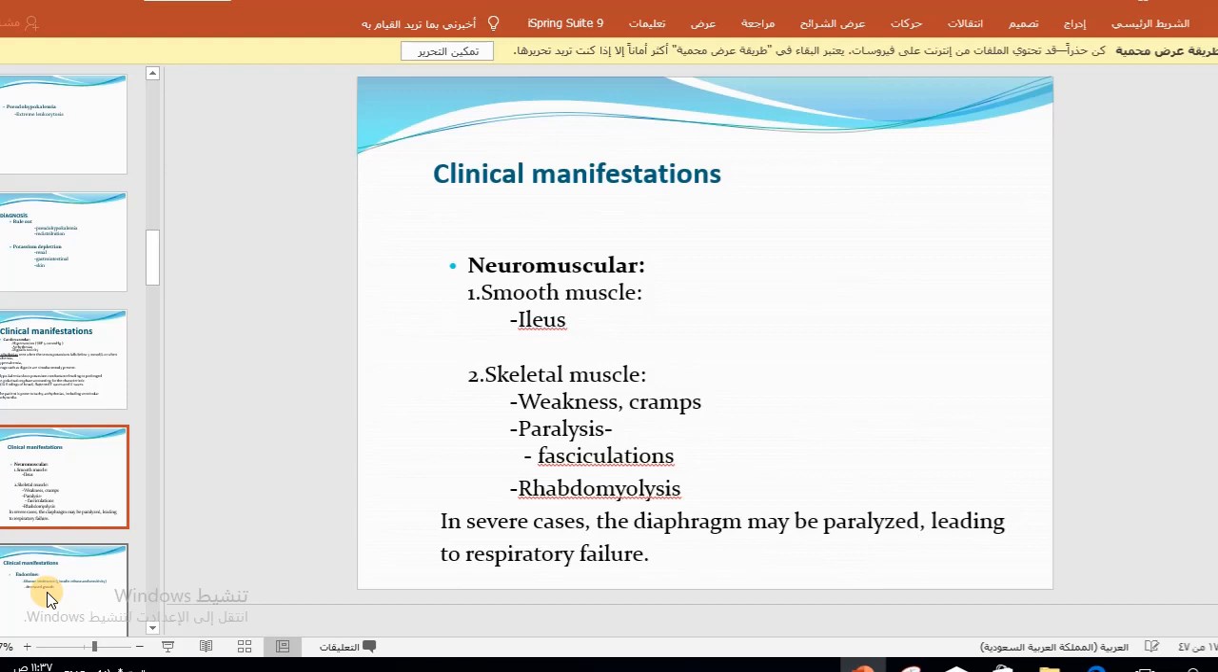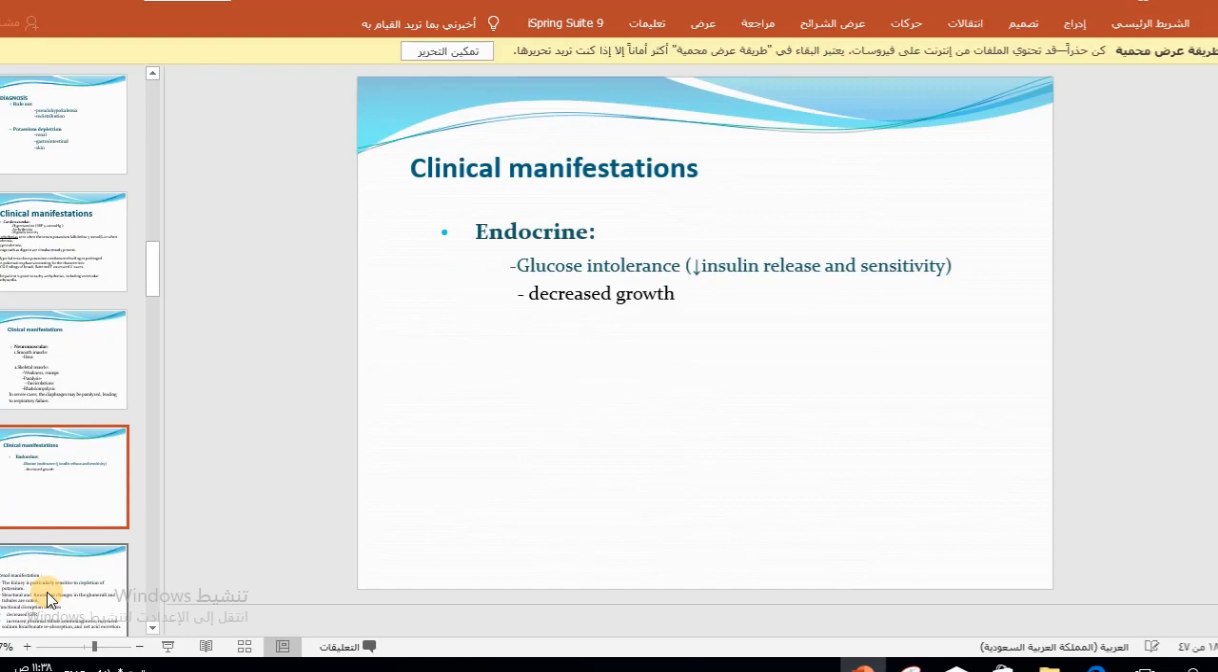Neuromuscular manifestation of hypokalemia: it affects all muscles, skeletal, smooth, and myocardial. Smooth muscle involvement can lead to ileus, which is common in hospital. Skeletal muscles can lead to weakness, cramps, and even paralysis. We call it periodic paralysis sometimes in certain conditions like hyperparathyroidism. Paralysis can associate with fasciculations, and in severe cases we can see rhabdomyolysis. In severe cases of muscle paralysis, it can affect the diaphragm, leading to type 2 respiratory failure and death.